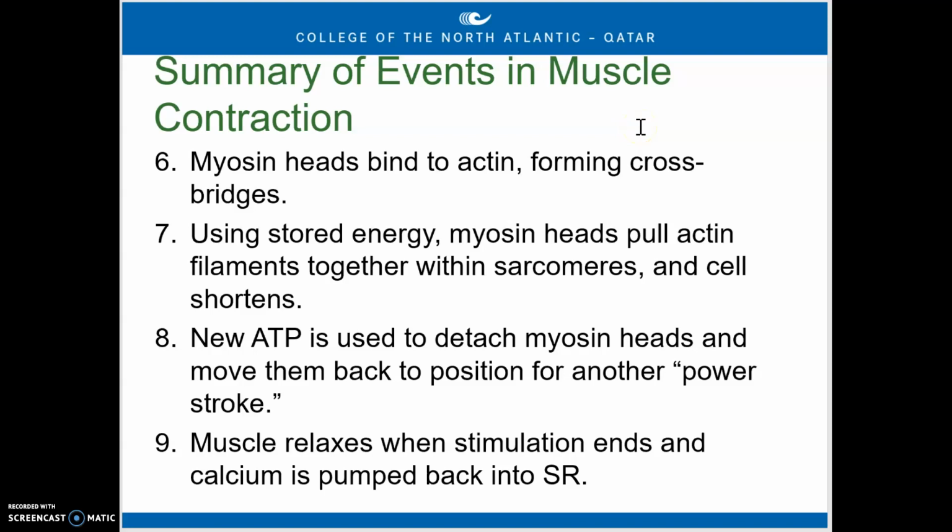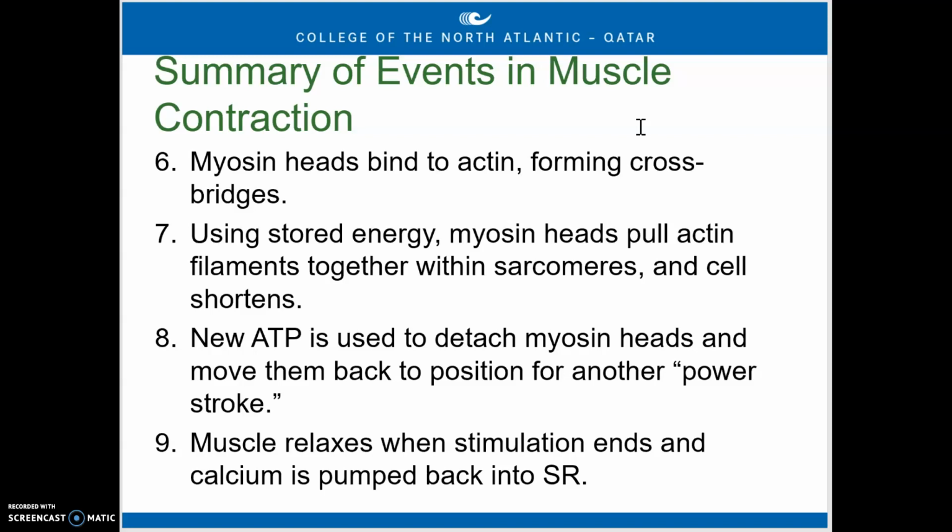Now, once those molecules have moved out of the way, those myosin heads have the active site on the actin to bind to, and so they'll bind to those binding sites, and they'll form cross bridges. Now, using the energy that's stored in the myosin, the heads will pull the actin filaments together. In each sarcomere, this is happening, and what happens is that whole cell will get shorter.